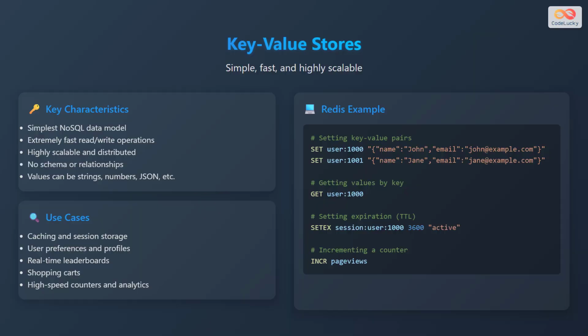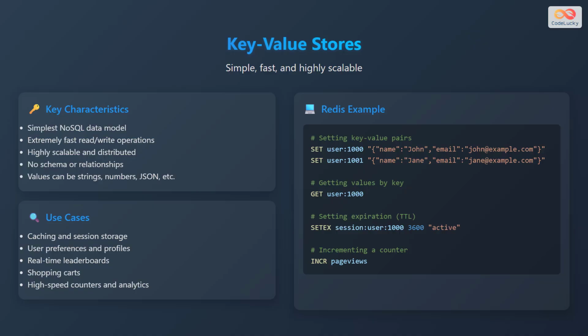Key value stores are simple, fast, and highly scalable. They are the simplest type of NoSQL data model, providing extremely fast read and write operations. Key value stores are highly scalable and distributed, with no schema or relationships between data elements. Values can be strings, numbers, JSON, or other data types.